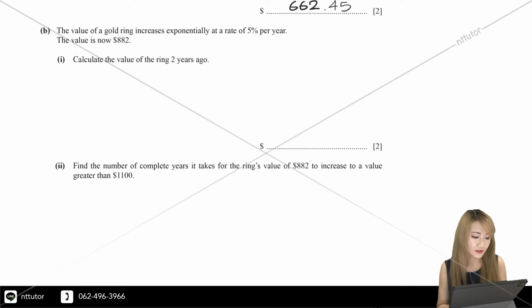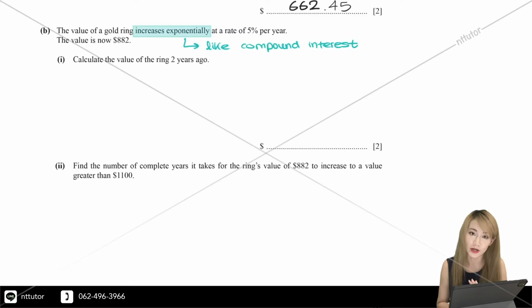B. The value of a gold ring increases exponentially at a rate of 5% per year. The value is now $882. 1. Calculate the value of the ring 2 years ago. So this is like compound interest. Increases exponentially is just like compound interest. And we want to find the original value. We want to find the value of the ring 2 years ago.